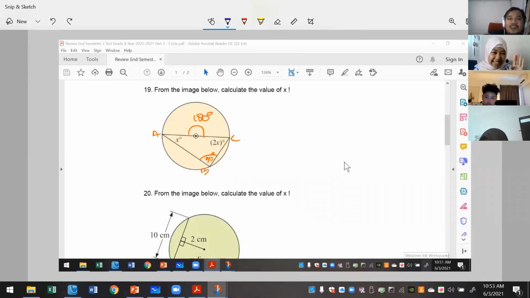Can I try? Oh yeah, sorry. Fira, silakan. If we sum up the x plus 2x plus 90 degrees, it will become 180 degrees. Okay, thank you very much. Okay, so there you go, guys.